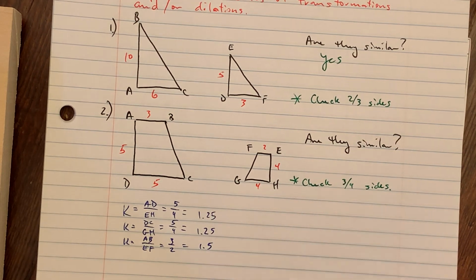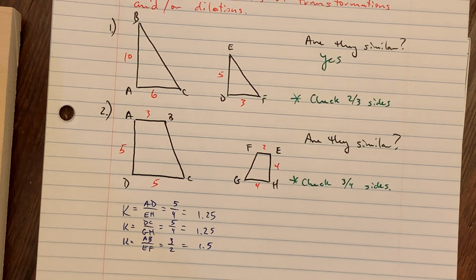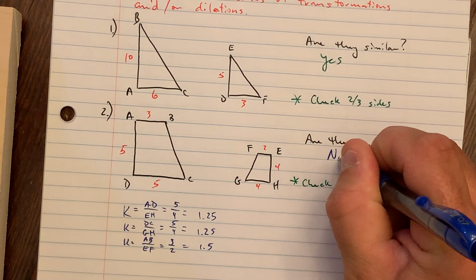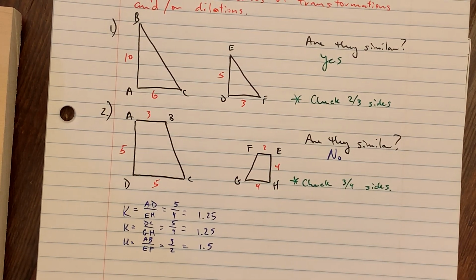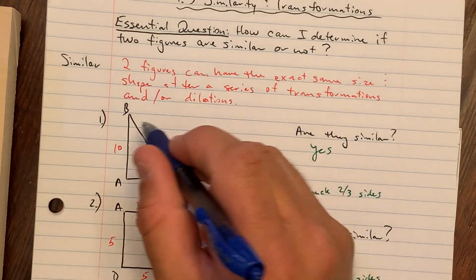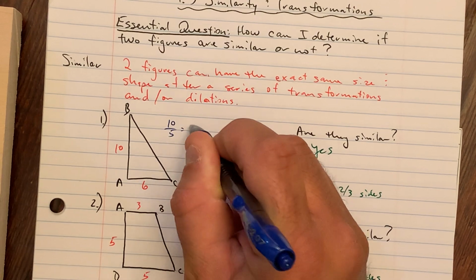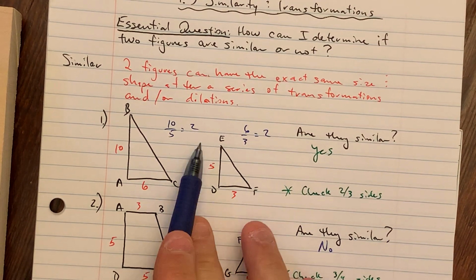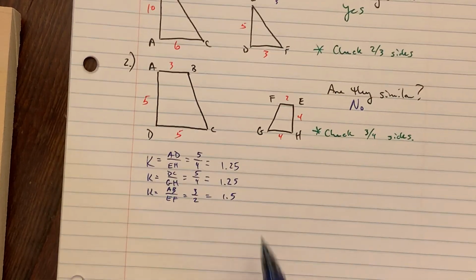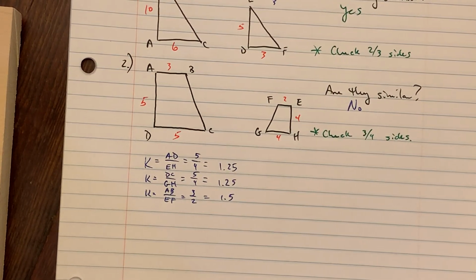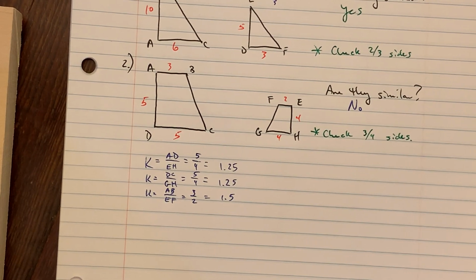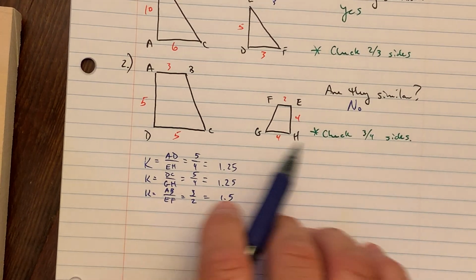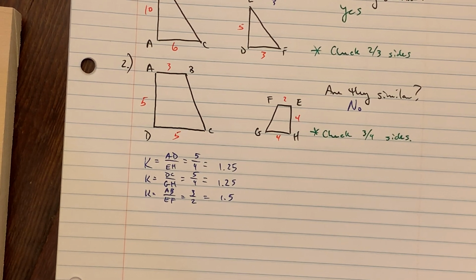Since these 3 numbers are not the same, they are not similar. On the previous example, 10 over 5 is 2. 6 over 3 is 2. They're the same number. We're good to go. These ones are not the same number, so it does not work. They're not similar, even though they look like the exact same shape.